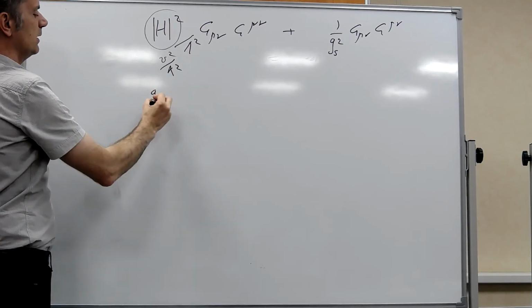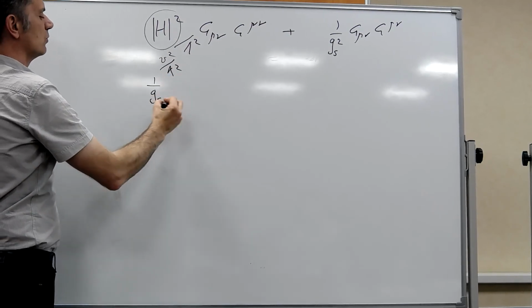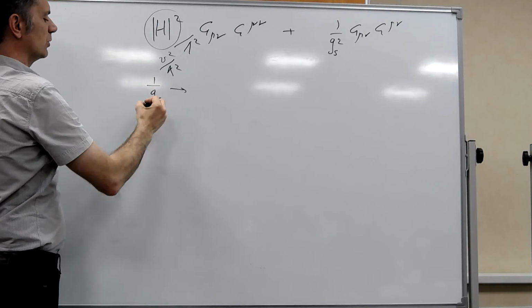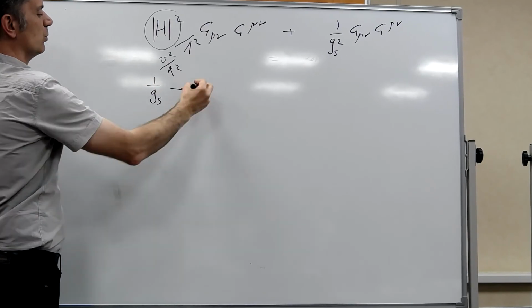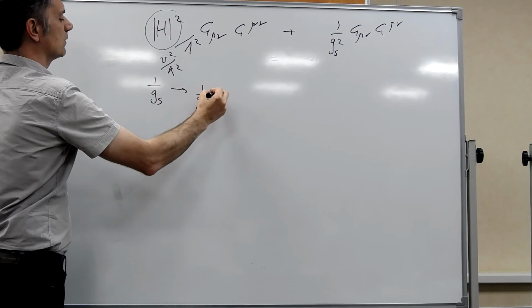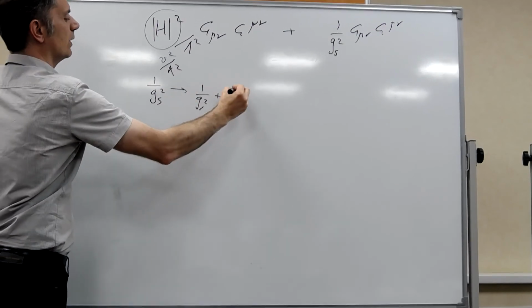The other one will be B mu nu squared. You can also attach A squared. You have also W mu nu A, W mu nu A, H squared.